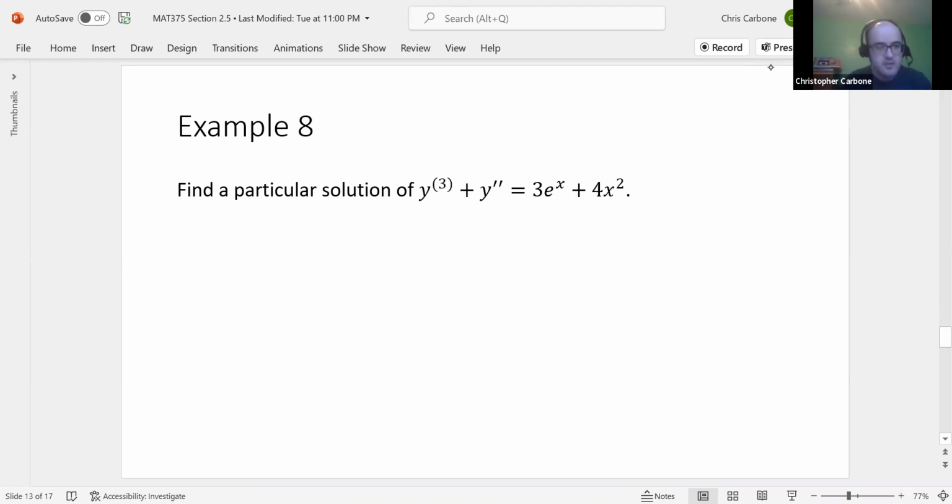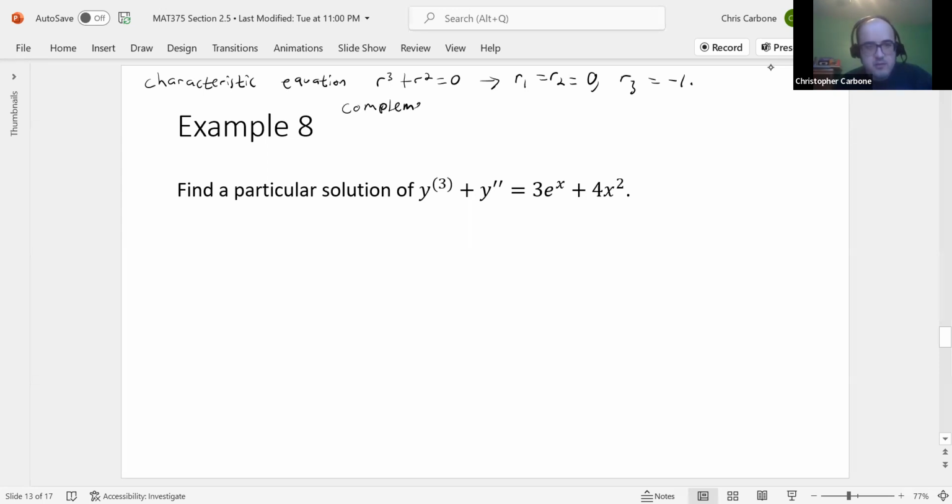Characteristic equation. Let me write that up here to make sure I have enough room. The characteristic equation is going to be r cubed plus r squared equals 0. So the roots we get are r sub 1 and r sub 2, both being 0, and r sub 3 being negative 1. So, complementary function. This would be y sub c of x is c sub 1 plus c sub 2 times x plus c sub 3 times e to the negative x.